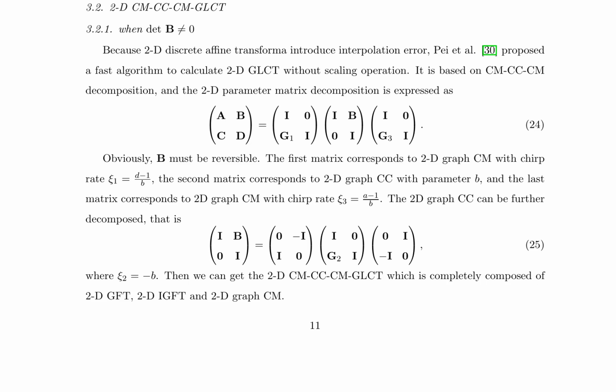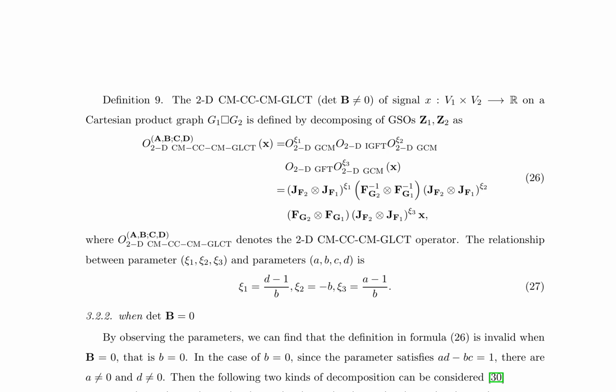CM-CC-CM-GLCT. The paper discusses 2 cases: det B does not equal 0 and det B equals 0. In the case of det B not equal to 0, the 2D CM-CC-CM-GLCT is defined as the decomposition of GSOs on Cartesian product graphs, which can be expressed as a combination of 2D graph CMT, 2D inverse graph Fourier transform, IGFT, and 2D graph CMT. The relationship between the parameters ξ1, ξ2, ξ3, and the parameters A, B, C, D is given.